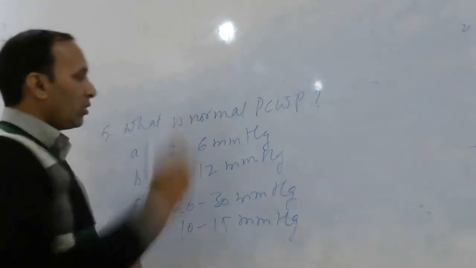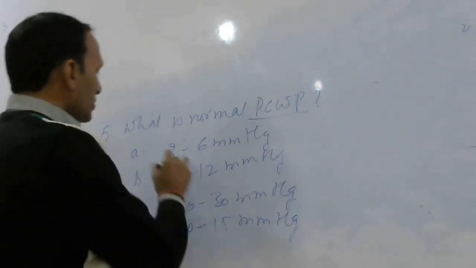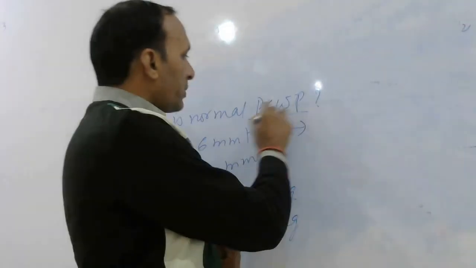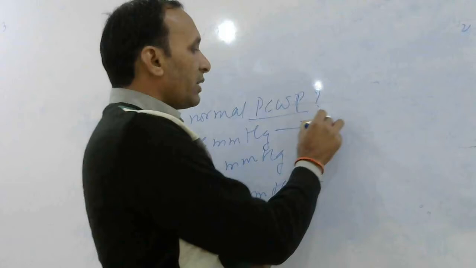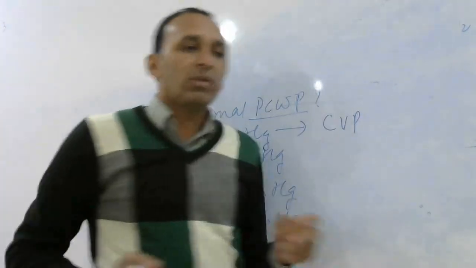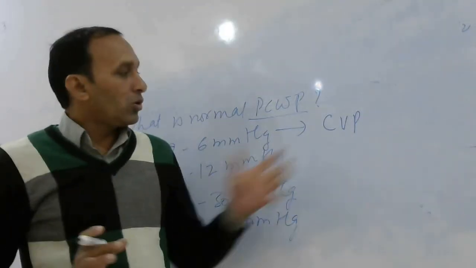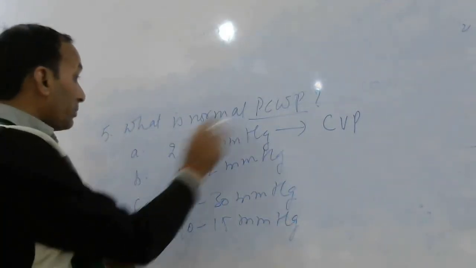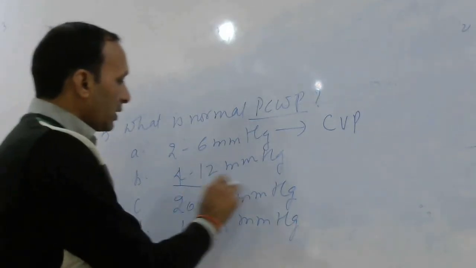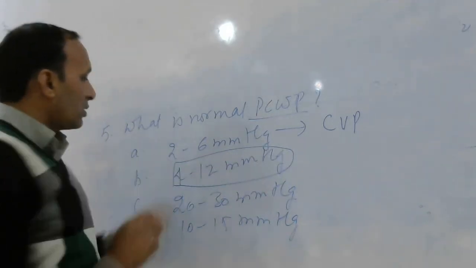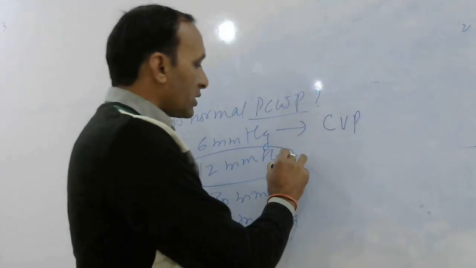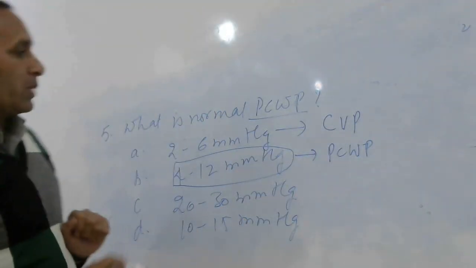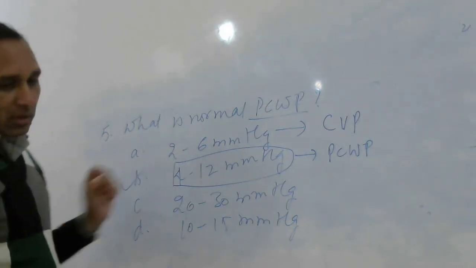If we talk about the normal values of PCWP, 2 to 6 mm of Hg is not the correct answer for the PCWP. 2 to 6 mm of Hg is the normal CVP value, students. So normal CVP is 2 to 6 mm of Hg. If we talk about the PCWP, normal value is between 4 to 12 mm of Hg. So this is the correct answer for the PCWP. So the option B is correct in this case.